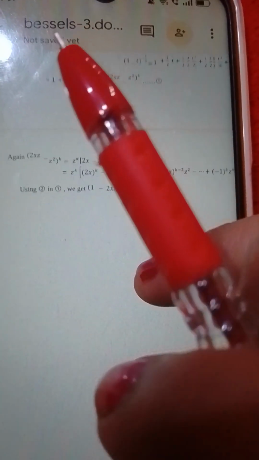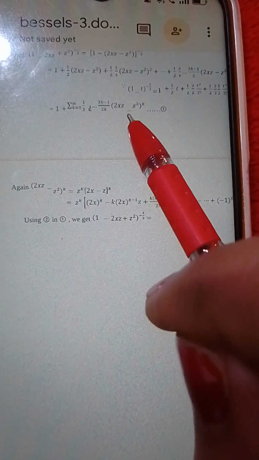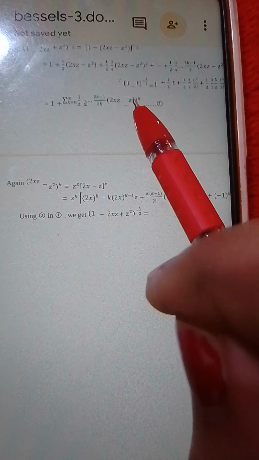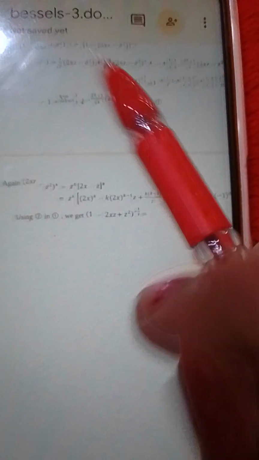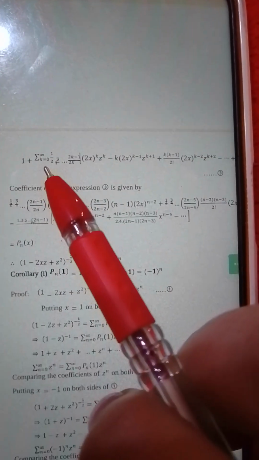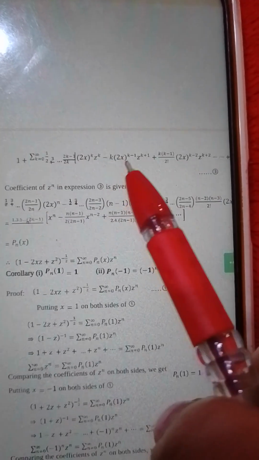Using the first and second equation, what will we get? We will write the value of (2xz minus z square) power k here. We will put this value here. So what will we get? We will get this: 1 plus summation k equals 0 up to infinity of 1 by 2, 3 by 4, and this term as it is. I hope this is clear to you.